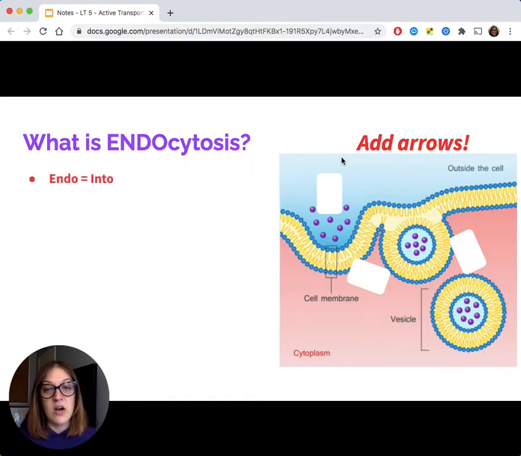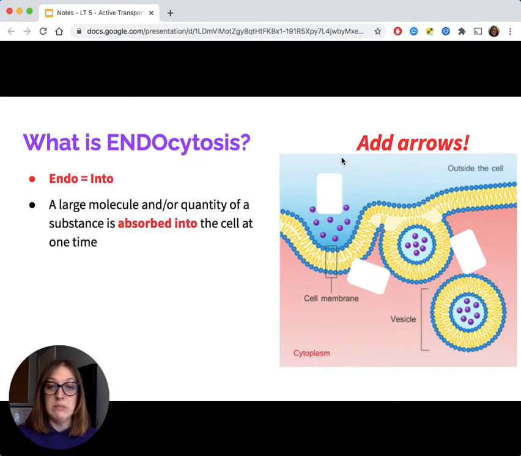Endocytosis is called endocytosis because it's when things move into the cell, lots of things. This could be a large molecule, maybe it's a really big molecule that doesn't even fit through a protein channel. Or it could be just lots of things all at one time need to be absorbed into the cell. So endocytosis is when a large molecule or many of a molecule are absorbed into the cell at one time.